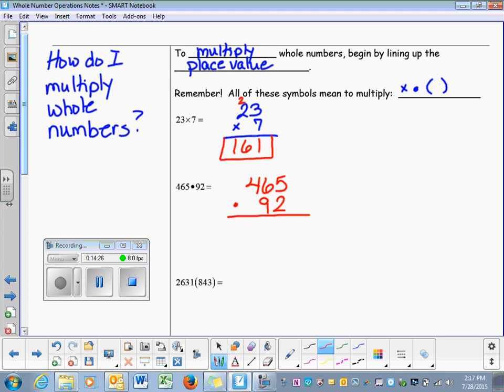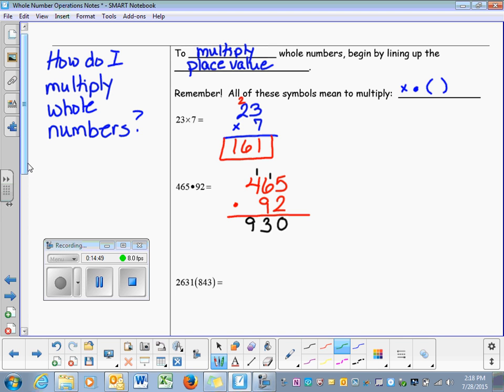This time we're using the dot instead of the little x for multiplication. Starting from the right-hand side, 2 times 5 is 10. Put down the 0, carry the 1. 2 times 6 is 12, plus 1 is 13. 2 times 4 is 8, plus 1 is 9.